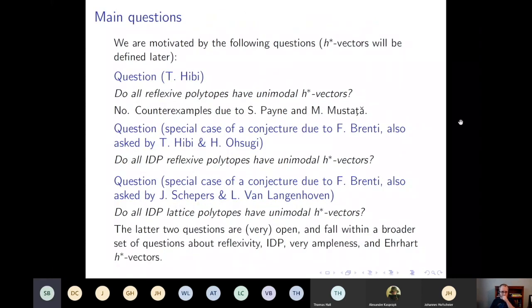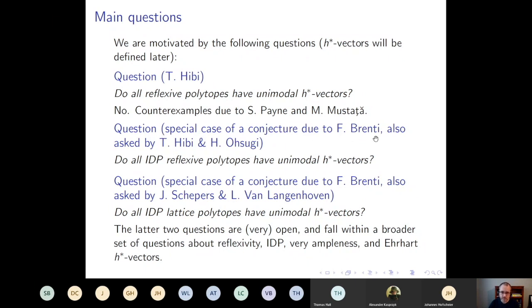So the main questions that we're motivated by are about the intersection of IDP, reflexive, and Ehrhart h-star vectors, which I'll define later in the talk. And so one question by Hibi that was back in the 90s is, do all reflexive polytopes have unimodal Ehrhart h-star vectors? And the answer to this is no. Maybe 14 or 15 years ago, counterexamples were found by Payne and Musiker. But these two questions, the second and third question, are both still very open.